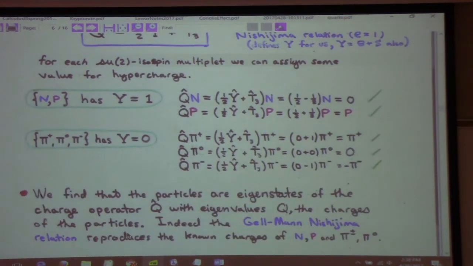0. We find these particles are eigenstates of the charge operator Q hat with eigenvalues Q. These are literally the charges you learn about in physics 232. I'm not talking about some funny abstract charge. I mean electric charge. Of course, neutrons and protons don't both have charge 1, do they? You'd think a proton has charge 1 if we're using those units, whereas the neutron has charge 0. But they both have hypercharge 1.